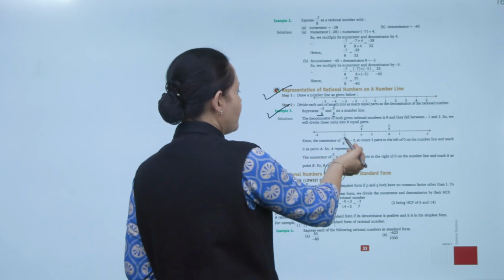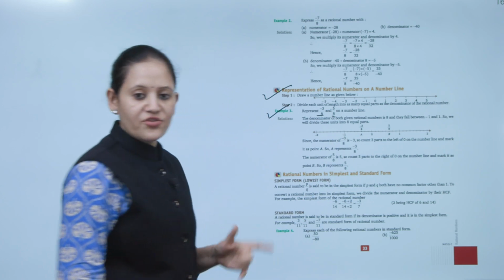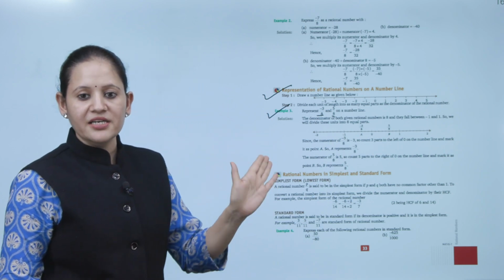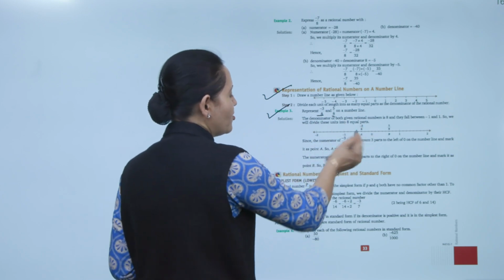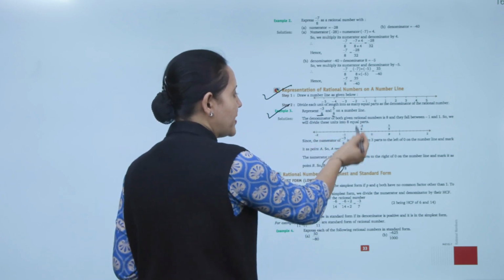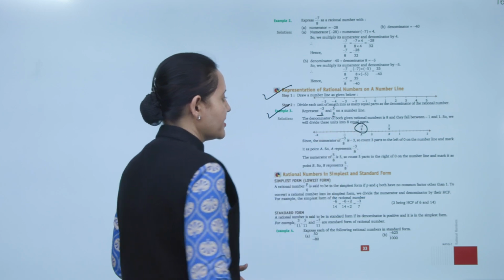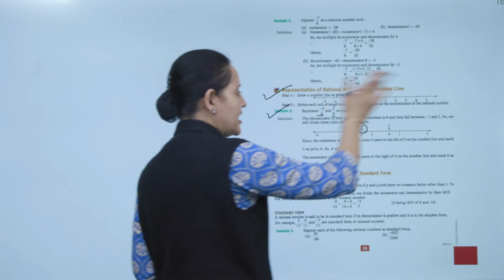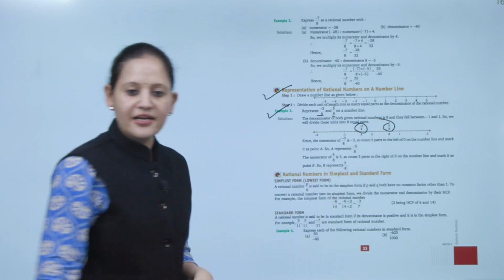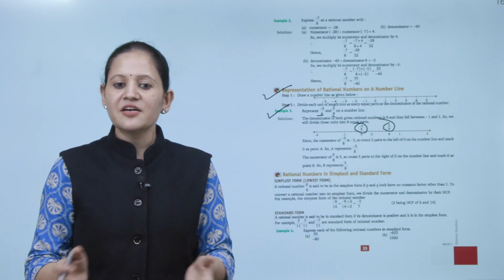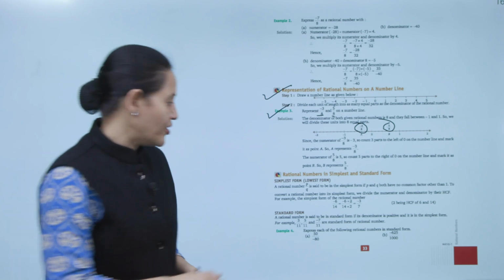Since the numerator of minus 3 by 8 is minus 3, so we'll count 3 parts from the left of 0 because negative number है, so left of 0 8 equal part में divide किया, जो third part है that will represent minus 3 by 8 and from the right of 0 fifth part will represent 5 by 8. Clear? Next is rational number in simplest and standard form.